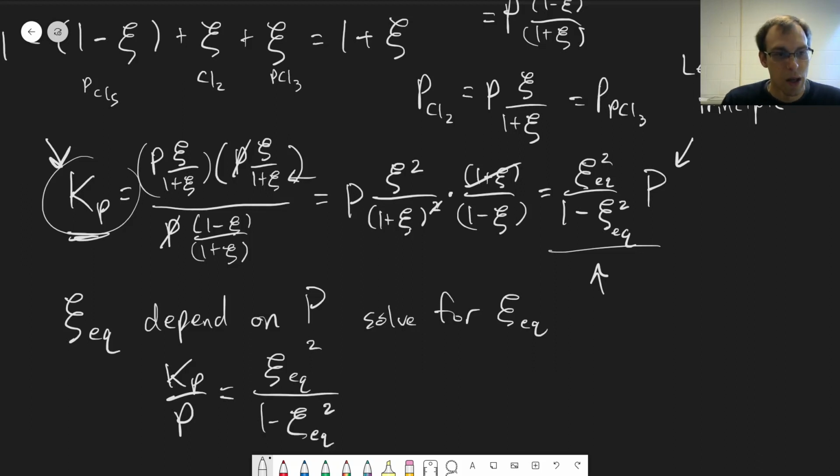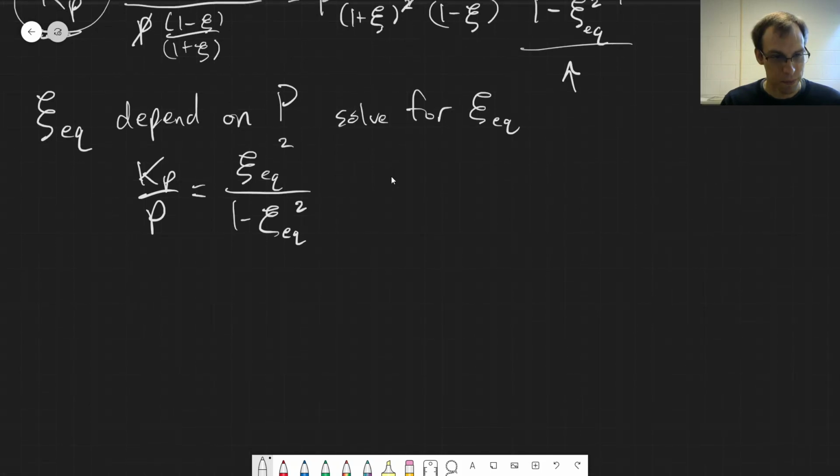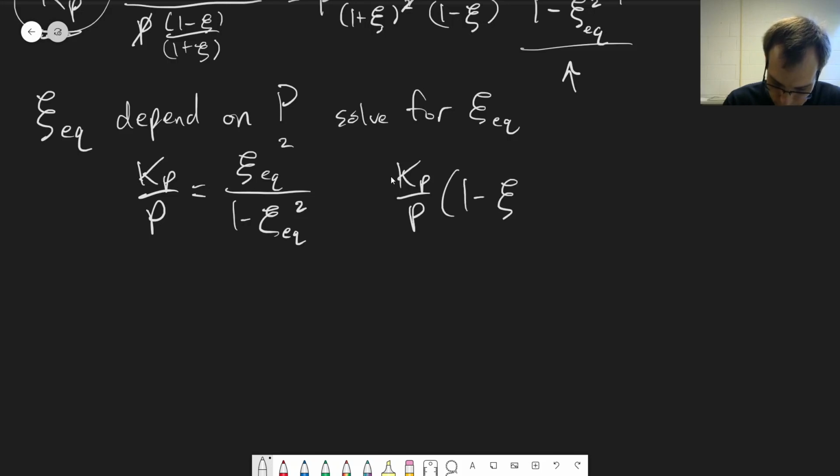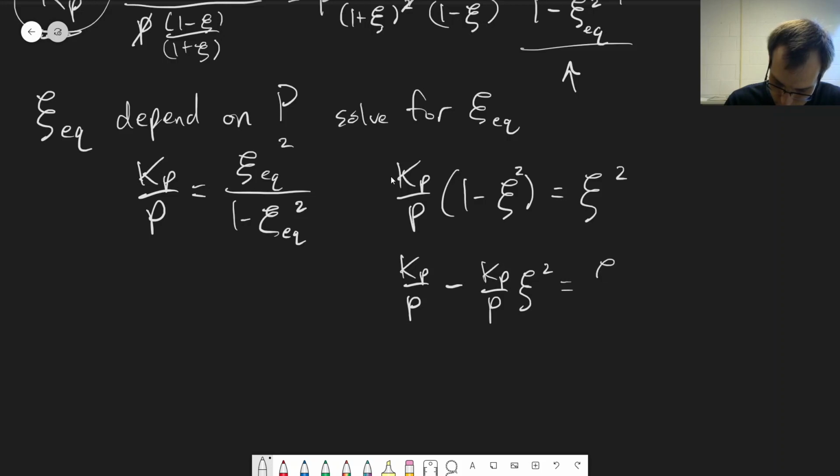All right, so we have 1 minus Xi squared. After this, I'm just going to drop writing the equilibrium; just remember that this is at equilibrium. Now we multiply Kp over P times 1 minus Xi squared, which is equal to Xi squared. Now we need to distribute this, so we have Kp over P minus Kp over P times Xi squared is equal to Xi squared.